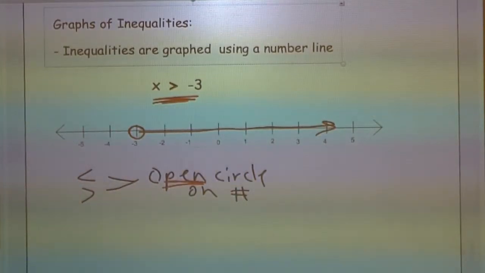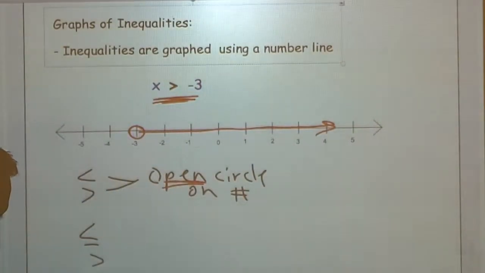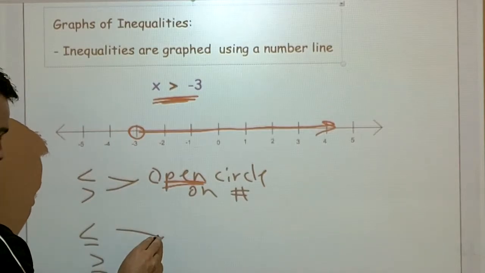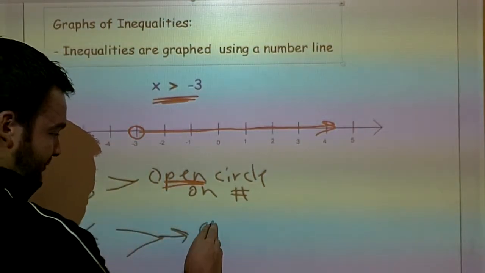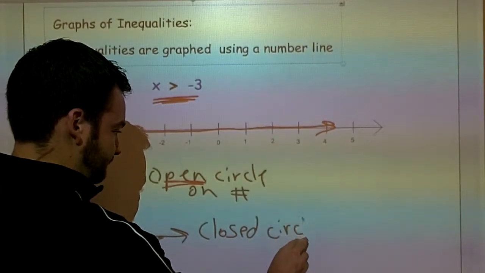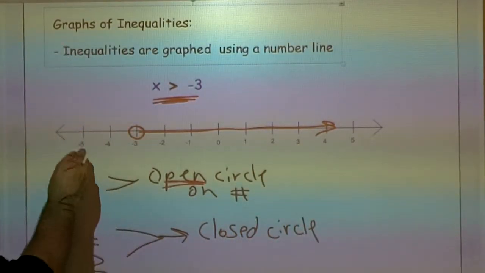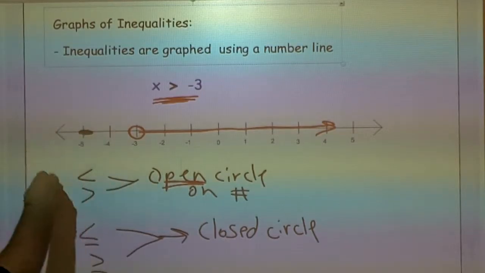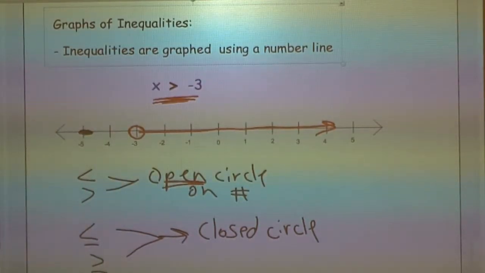One helpful hint: if you're dealing with greater than or equal to, or less than or equal to, this one will be a closed circle, meaning that you'll be right on that value and then go left to right. We'll take a look at some more examples.